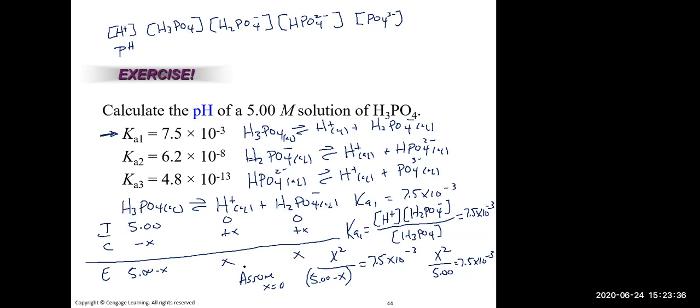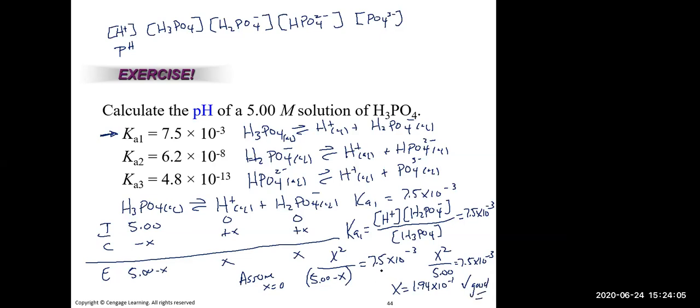And that's going to give us an x value of 1.94 times 10 to the minus 1. We do want to check it, so we're going to take that number, divide it by 5, times it by 100, and we get 3.87, which means it's good. So the check is good here. Again, you want to make sure that you do check it.